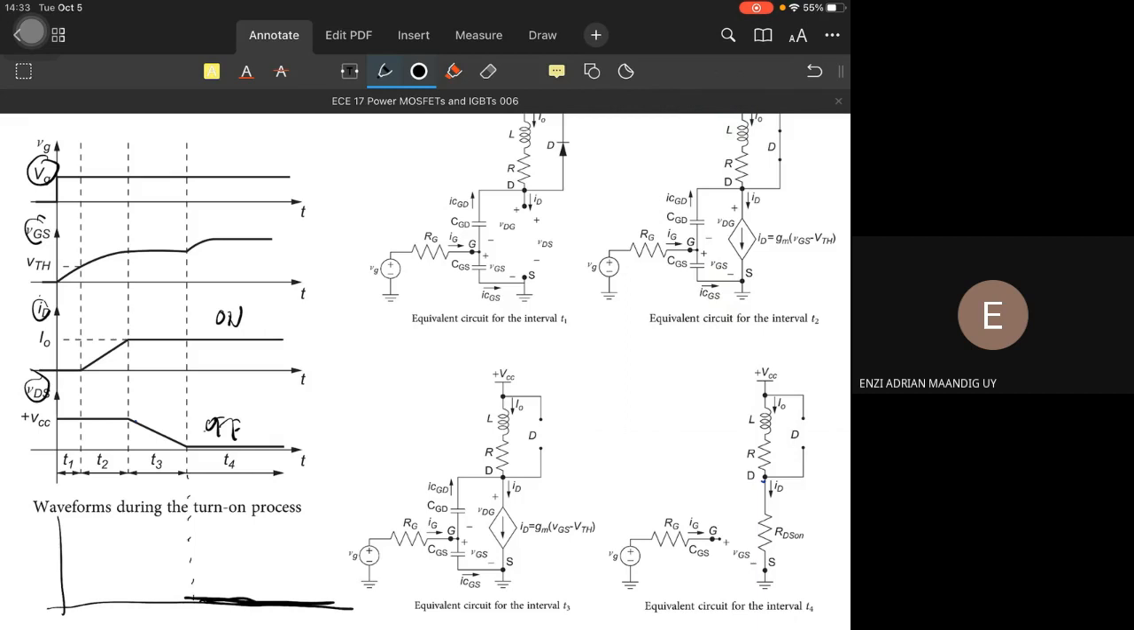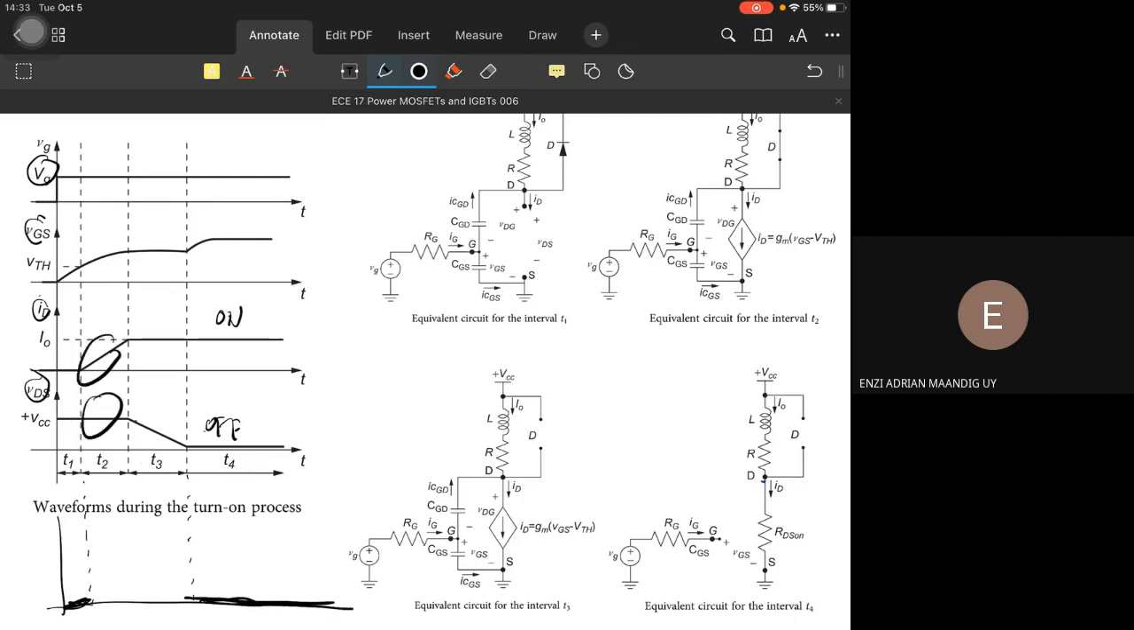Sa T1, 0 man si ID. 0 pa si ID. So, assume nga gikan na siya og rest siguro kay 0 man yung ID. So, the same gyapon, 0 minus maximum, still 0. So, wala pa power dissipation here. Power is dissipated in these transitions or these states or phases in T2 and T3.